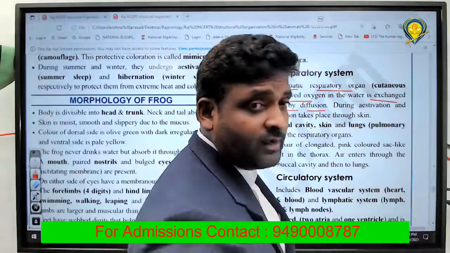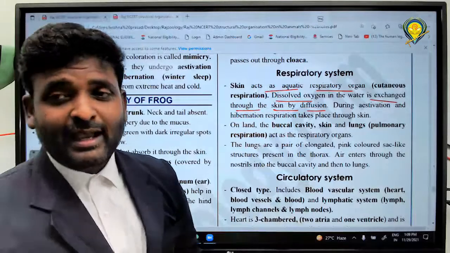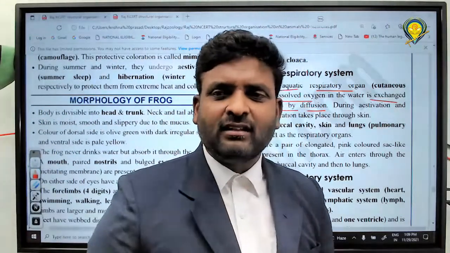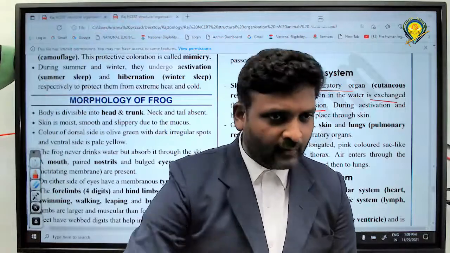During estivation, you know very well estivation, and the next one, hibernation. Just imagine the frog undergoes estivation within the soil, meaning it burrows, okay?